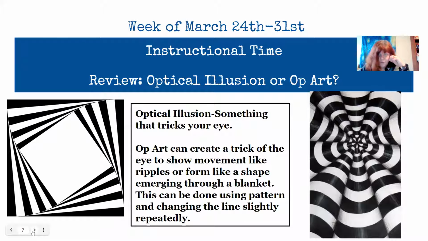Okay. Optical illusion or OptArt. Optical illusion, remember, optical would mean your eye, and illusion is like a trick, okay? So it's like magic. So we're thinking a trick of the eye in a drawing or painting. OptArt can create a trick of the eye to show movement like ripples or form like a shape emerging through a blanket. And this can be done using pattern and changing the line slightly.